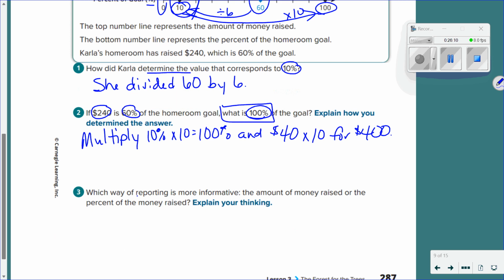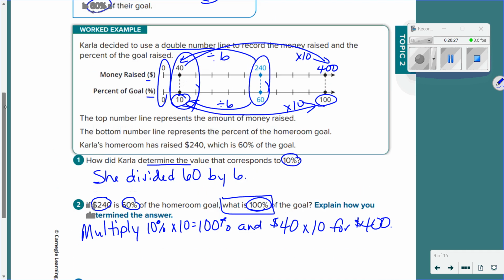Which way of reporting is more informative? In other words, what actually gives you more information? The amount of money she raised or the percent of the money she raised? In other words, what actually tells you more about what they're doing? If I tell you they raised $240 or if they're at 60% of their goal?